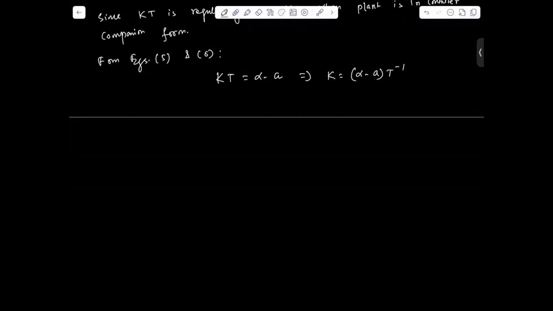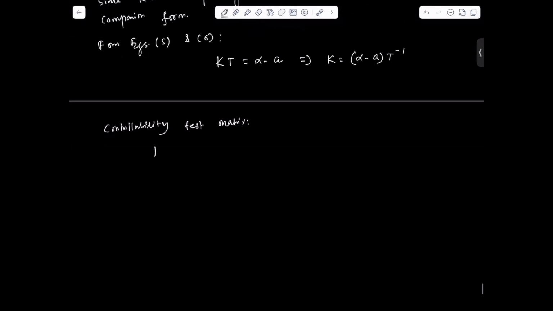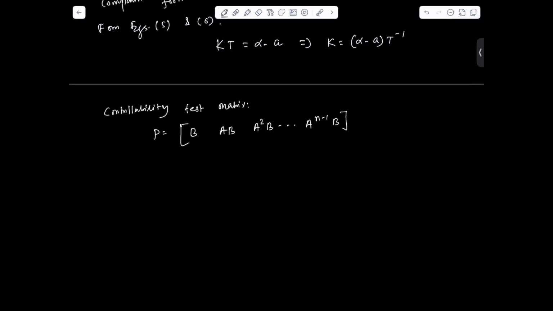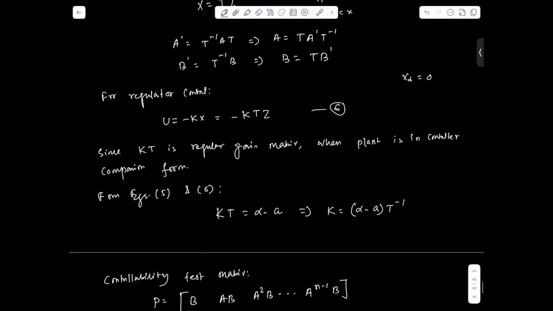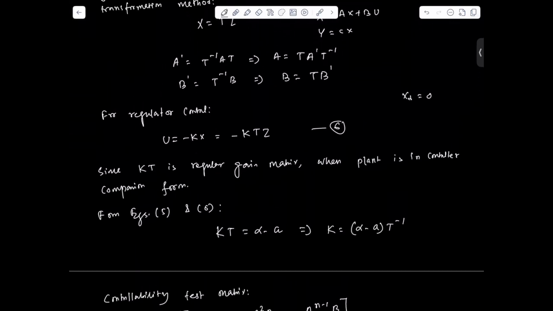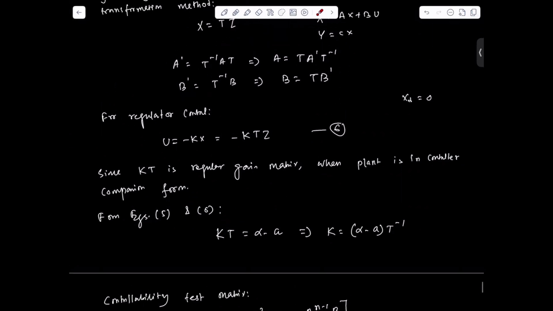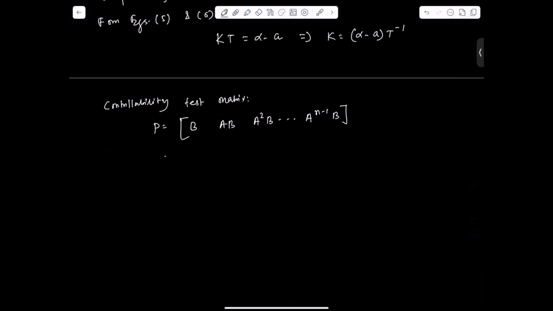As we have already done the controllability test matrix, we have P equal to B, AB, A square B, up to A n minus 1 B. Now, since we have transformed the system into controller companion form, we can substitute in place of A and in place of B these expressions.